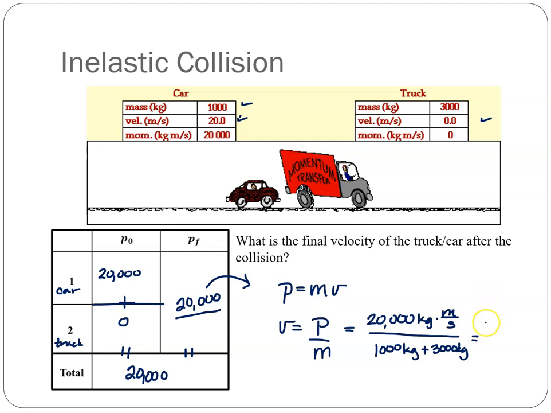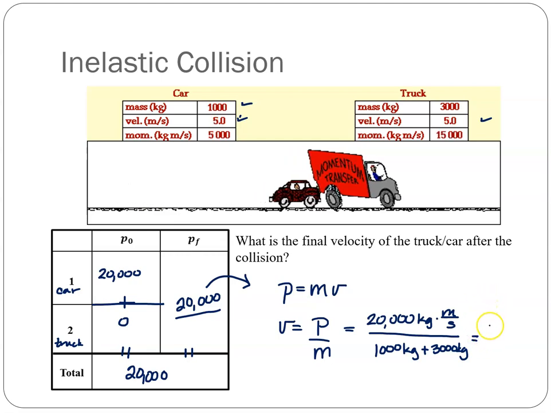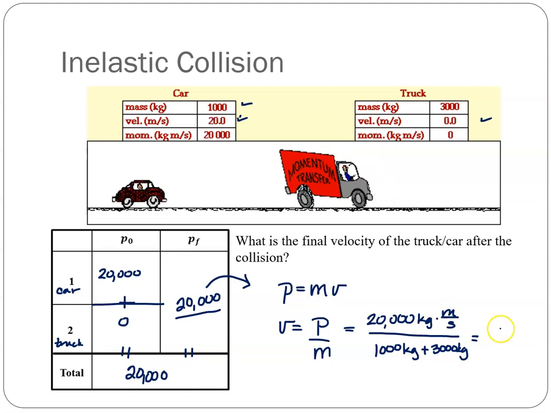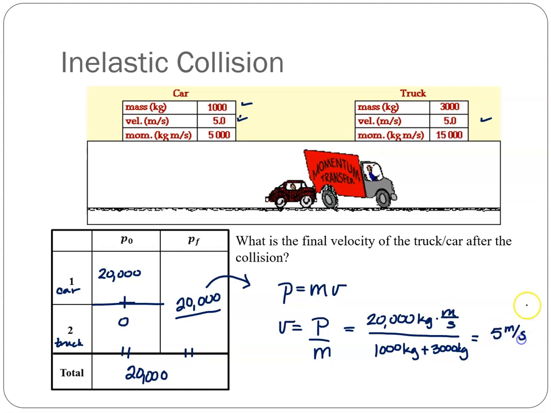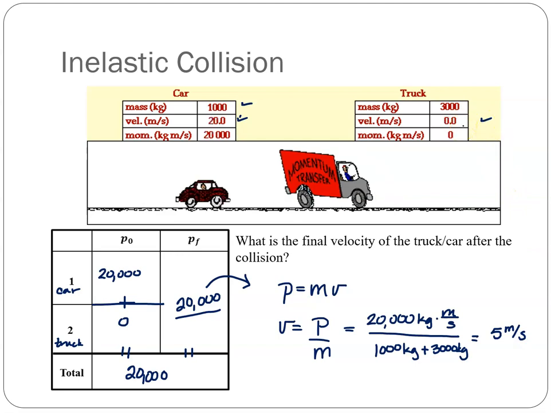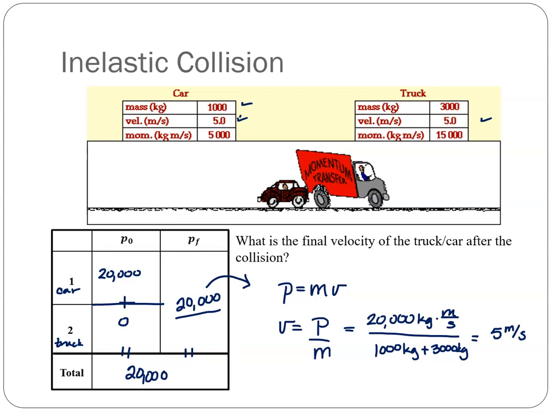So it's going to be 20,000 kilogram meters per second divided by 4,000 kilograms, and that's going to equal 5 meters per second, which is what the problem tells us after the collision.